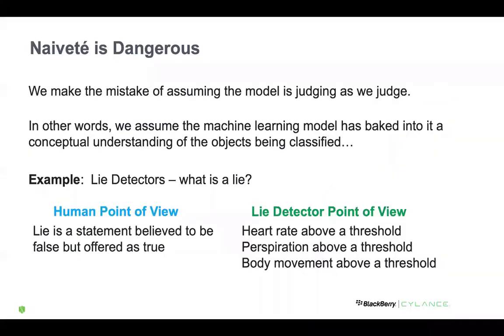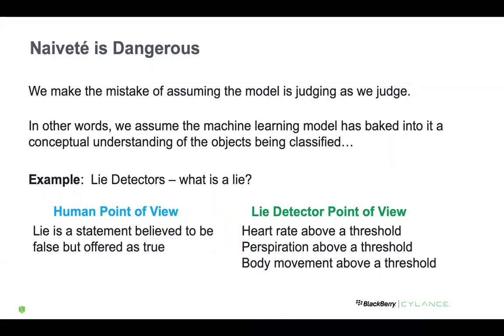Now, there's one theme that I want everyone to keep in mind throughout the talk, and that is that naivete is dangerous. In machine learning, we often make the mistake of assuming that the model is judging an object just as we judge it. In other words, we assume the machine learning model has baked into it a conceptual understanding of the objects being classified. Okay, so what does that mean?